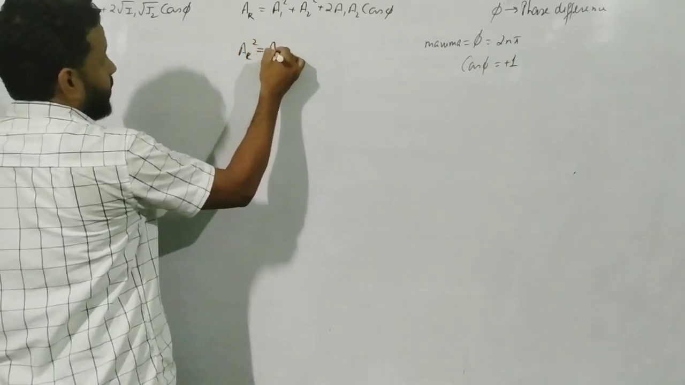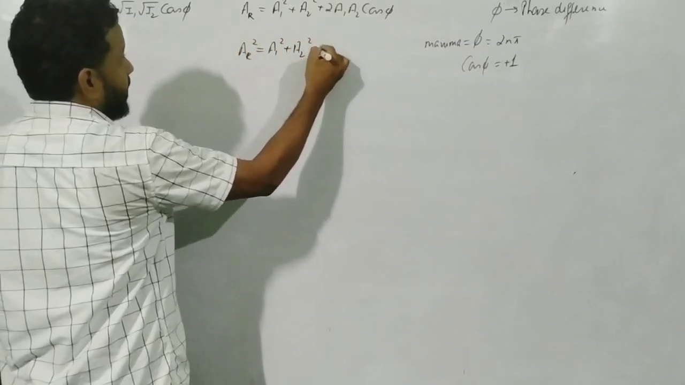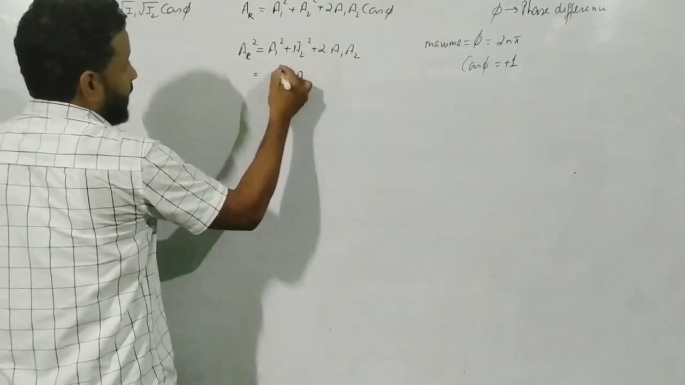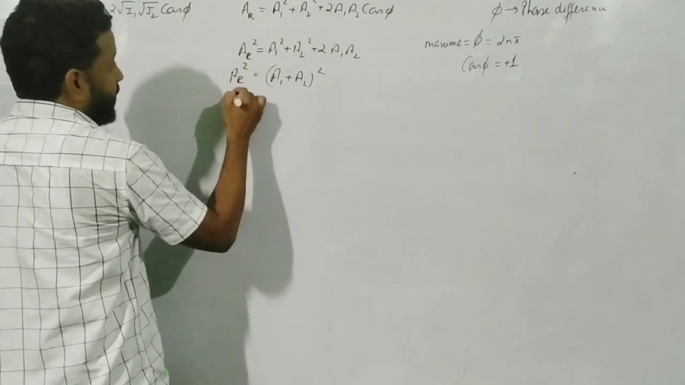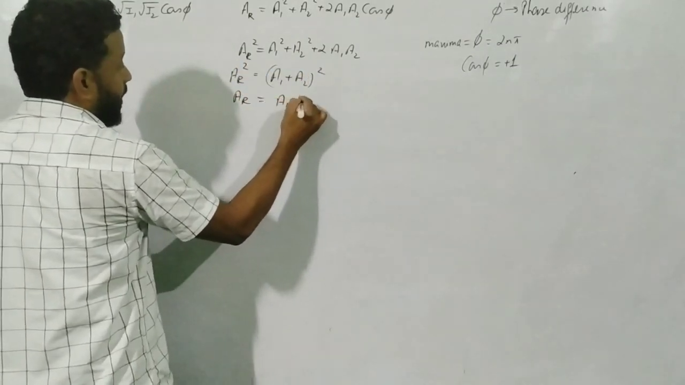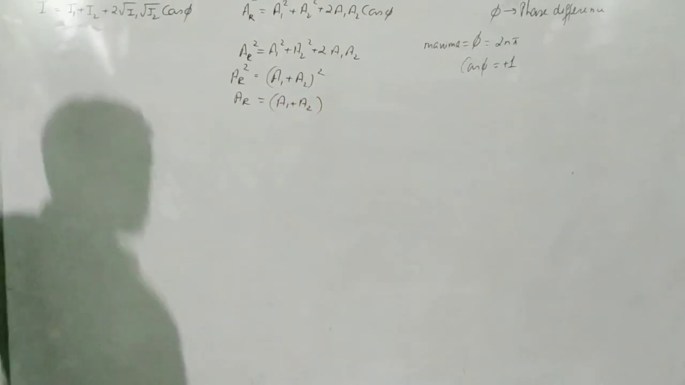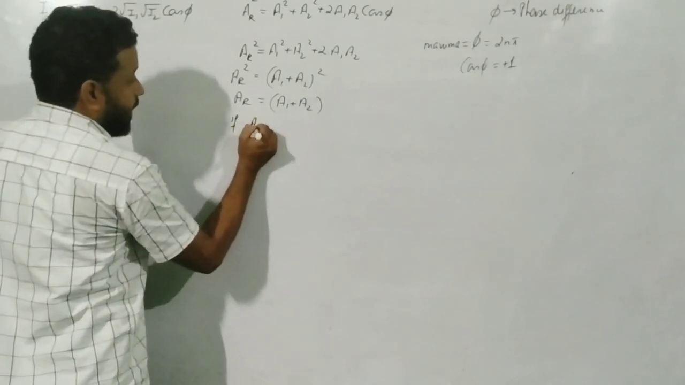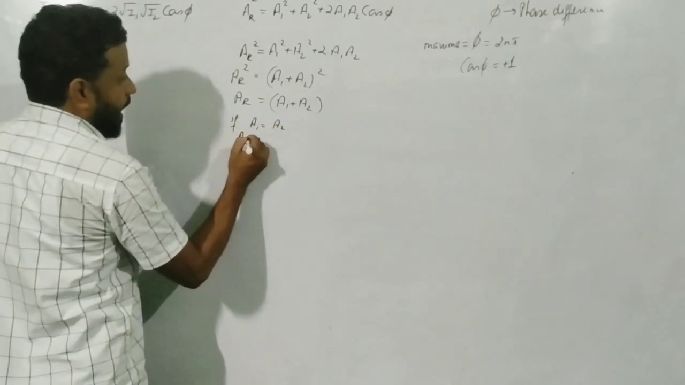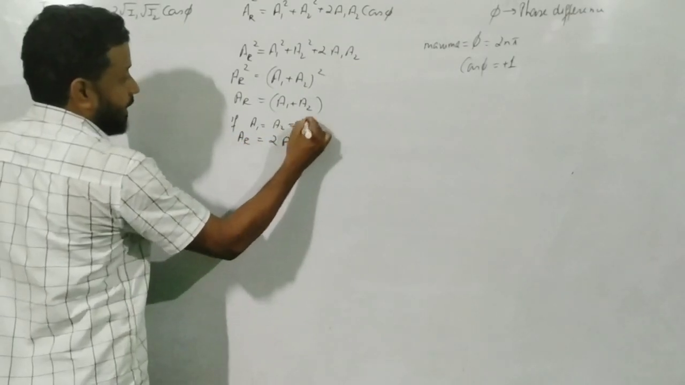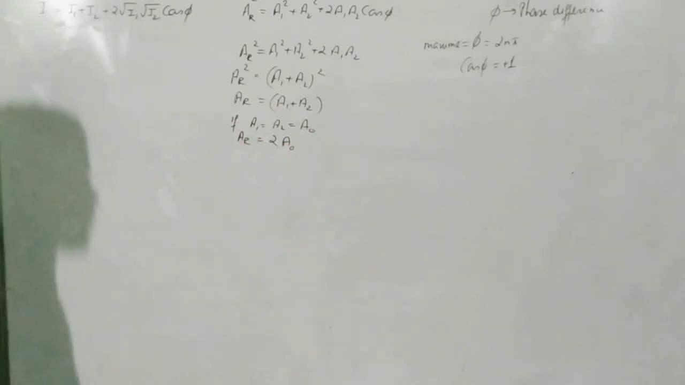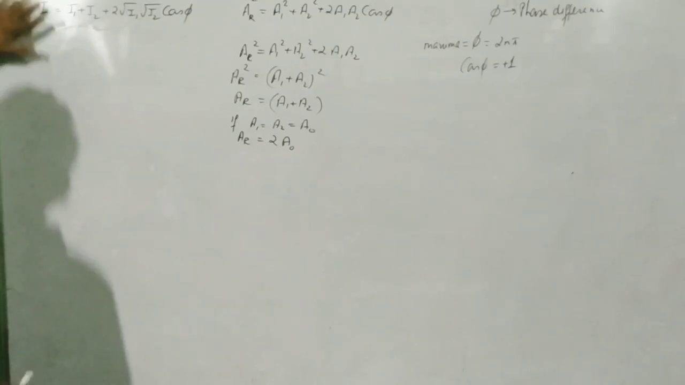AR square will be equal to A1 square plus A2 square plus 2A1 A2, cos phi is 1. And that is equal to A1 plus A2 the whole square. This is my resultant amplitude. And hence resultant amplitude will be equal to A1 plus A2. Correct? And then I am going to put a condition: if A1 is equal to A2, AR will be equal to 2A. Let us say A0. If A1 equals A2 equals A0, then the resultant amplitude will be equal to 2A0. Okay?